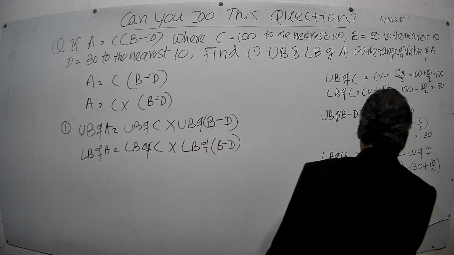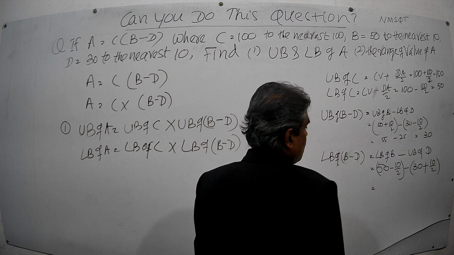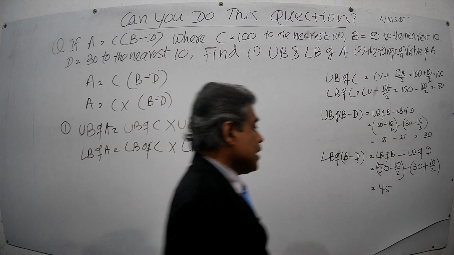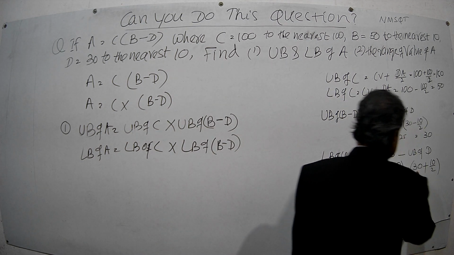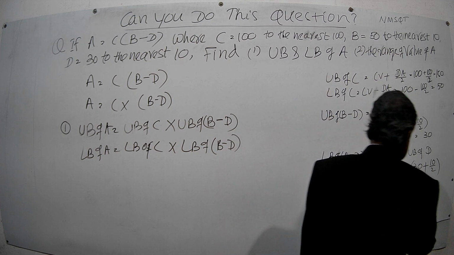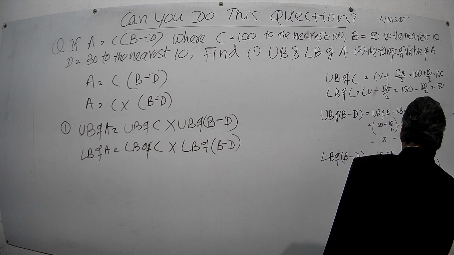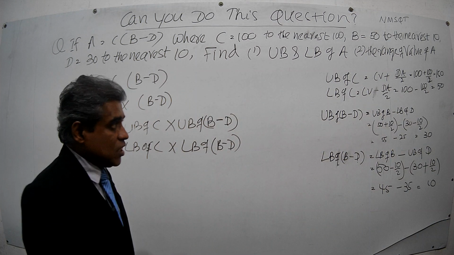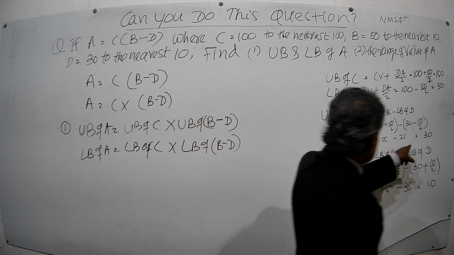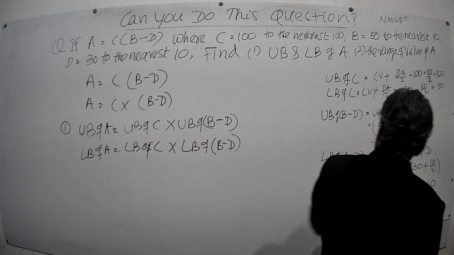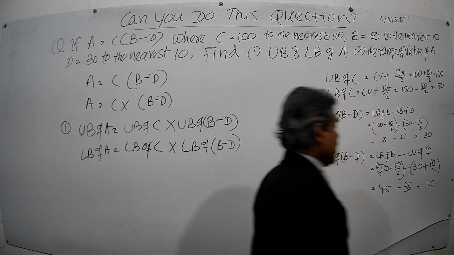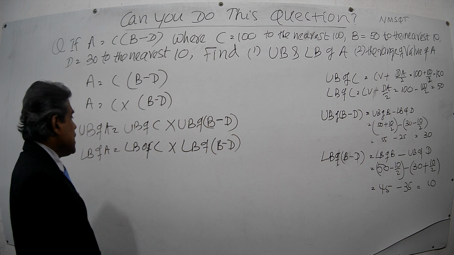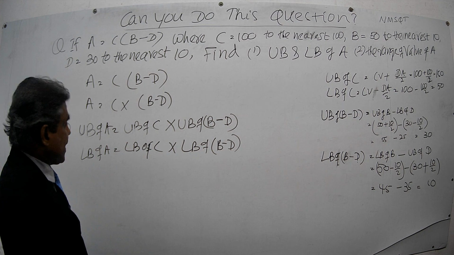Then if you calculate this, you get how much? 50 minus 5 is 45 here. Then here minus 30 plus 5 is 35. Then equals how much? 10. This will be the lower bound of B minus D. Then upper bound of B minus D is 30. Lower bound of B minus D is 10. Now we have found all the necessary information to be substituted into this formula.